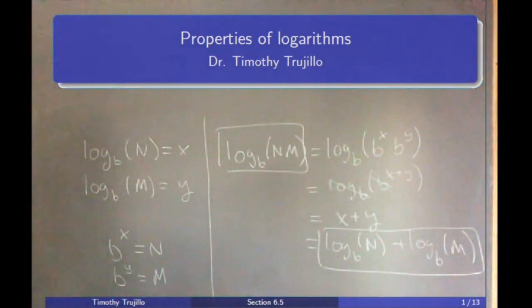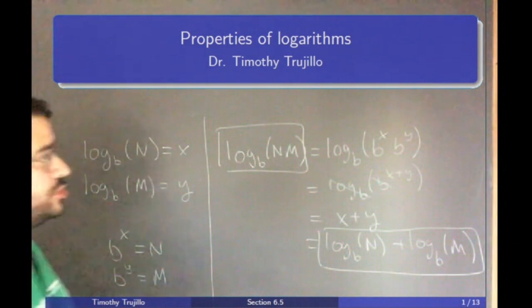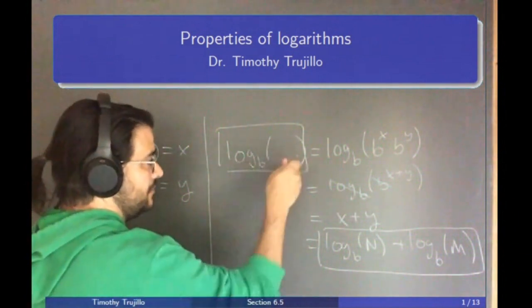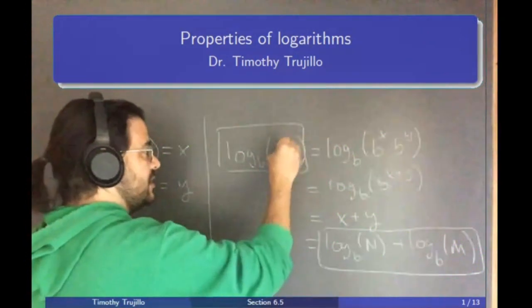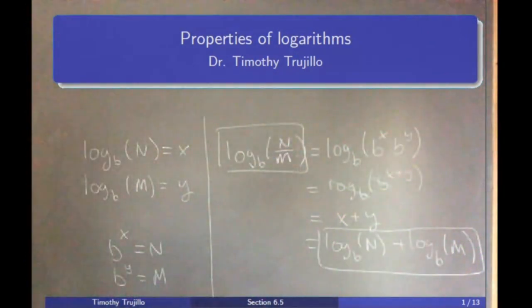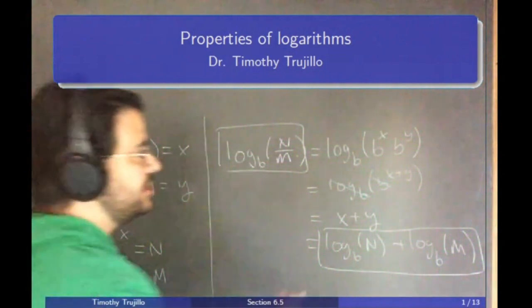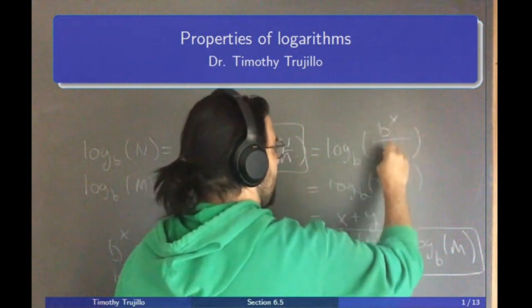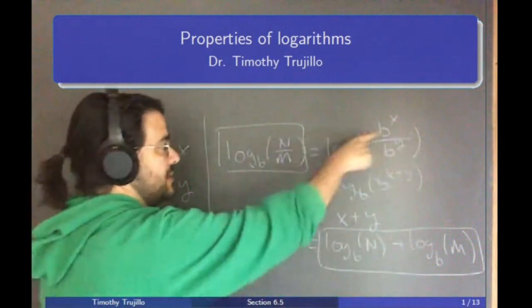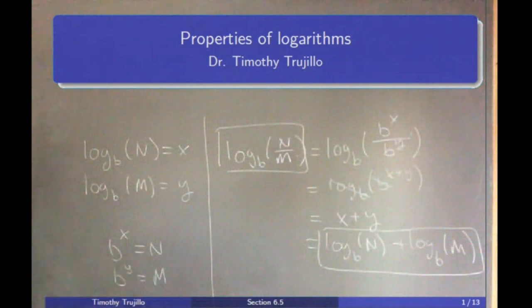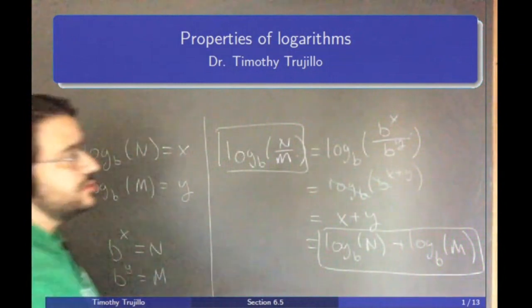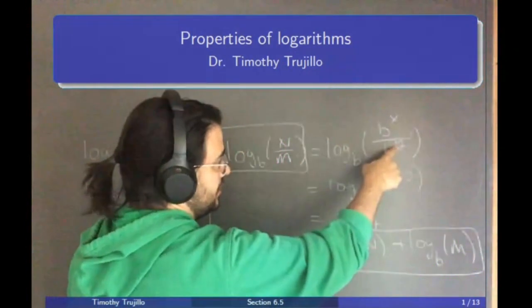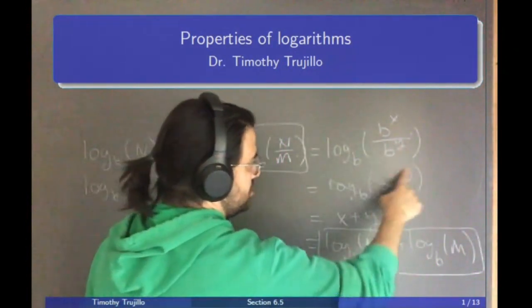So let's now think about what's called the quotient rule. In the quotient rule, instead of doing N times M, as you would do in the product rule, you instead do the quotient of the two of them. So in that case, we're going to look at what happens when you take the log of N divided by M. Now, the difference is that over here, instead of getting b to the x times b to the y, you would get b to the x divided by b to the y. Because again, N is b to the x, and M is b to the y. And then we would now use the fact that when you have these two exponents here, if you're dividing, you should get what power?